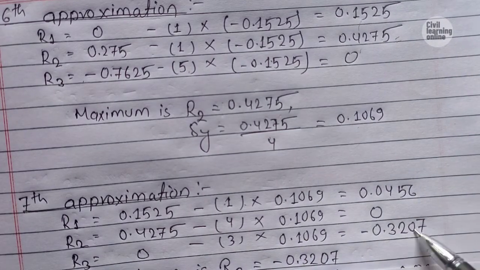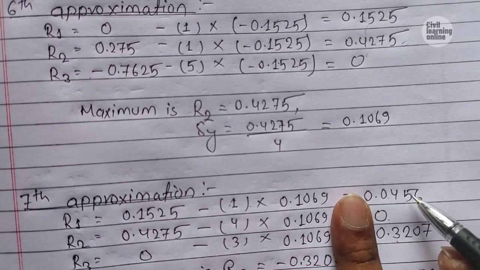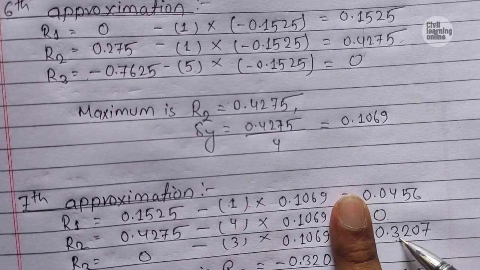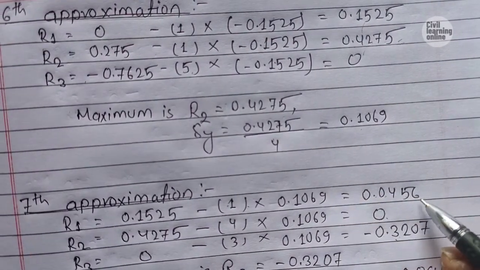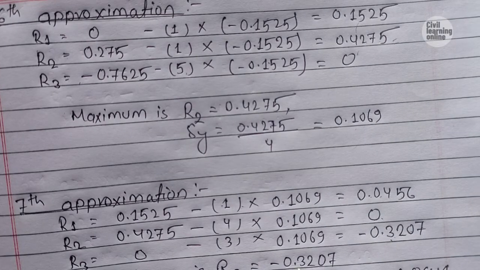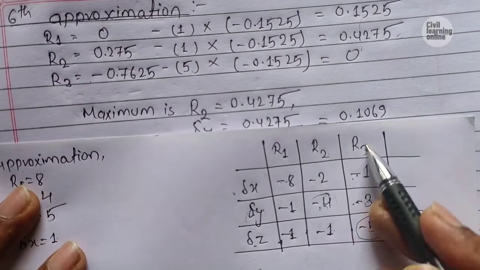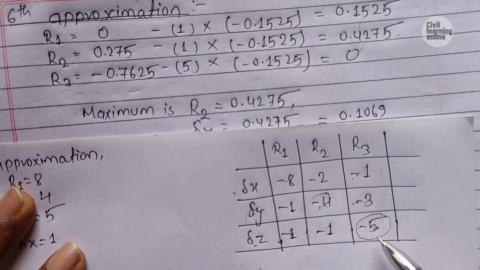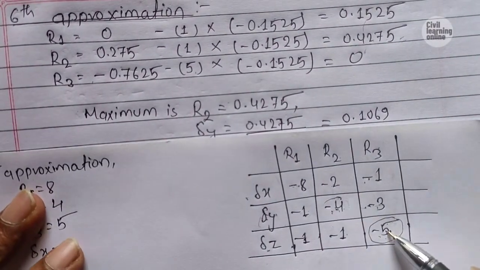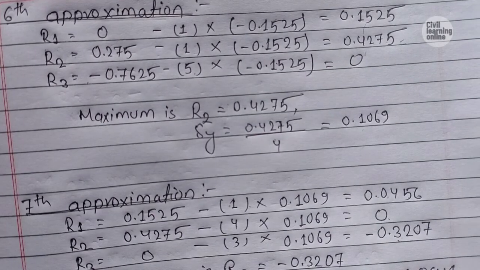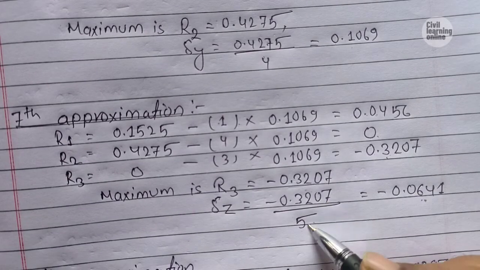On solving this we will get this much. Now among these three numbers, excluding the negative sign, we have the greatest value as 0.3207, which is greater than 0.00456. So the maximum is R3, minus 0.3207, and divide this by the greatest value in R3. In R3 we have the greatest value 5, so we divide by 5 with an opposite sign. Here we have minus 5, so we will divide this by positive 5, and on dividing we will get this value.